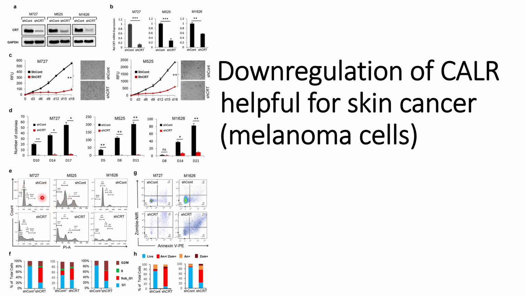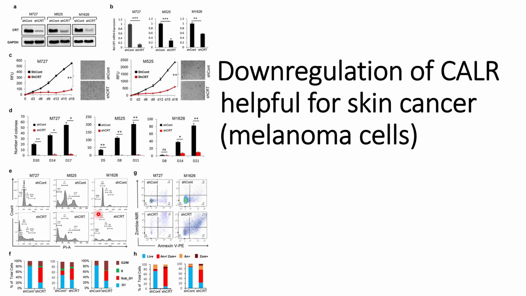In the M727 condition, there is very little, around 1.2% of the cells are in subG1 level, whereas when the same cells are transduced with calreticulum SHCRT, the number of apoptotic cells or subG1 levels is increased to around 53%. And in M525, some of the cells are already in apoptotic condition, and this is increased from 16% to 41%.